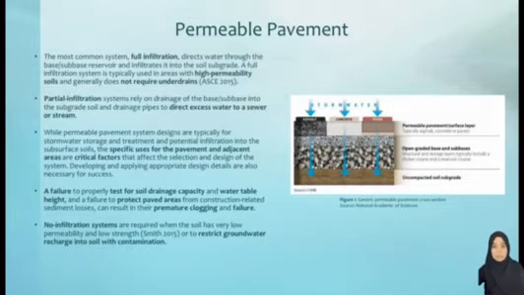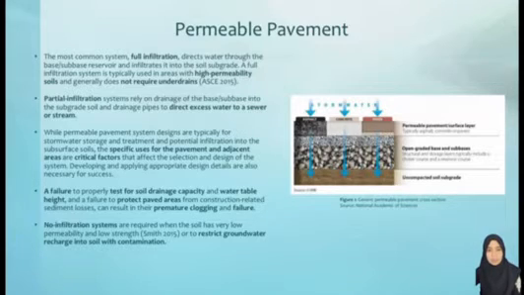The first pervious surface that will be discussed is permeable pavement. Okay, this permeable pavement is the most common system. It has full infiltration that will direct the water through the base or subbase reservoir and infiltrate it into the soil subgrade. The partial infiltration system relies on drainage of the base or subbase into the subgrade soil and drainage pipes to direct the excess water to a sewer or a stream.